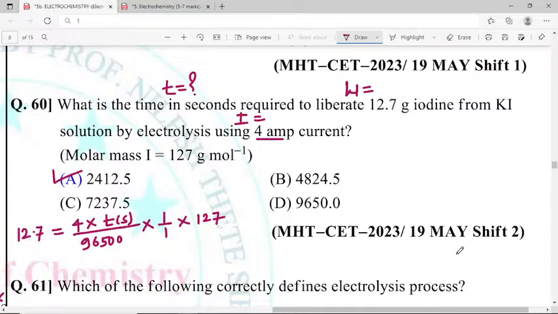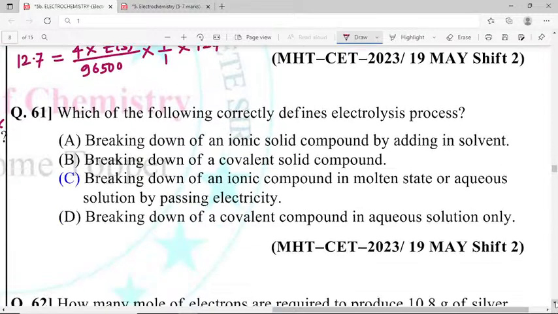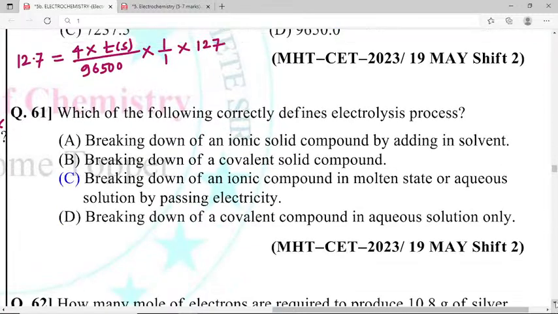Next question, which of the following correctly defines the electrolysis process? Which of the following represents the electrolysis process? Breaking down of an ionic solid compound by adding solvent? No. Breaking down of covalent solid compound? No. Breaking down of ionic compound in molten state or aqueous state by passing electricity? Yes, it is correct. Breaking down of covalent bond in aqueous solution? No.